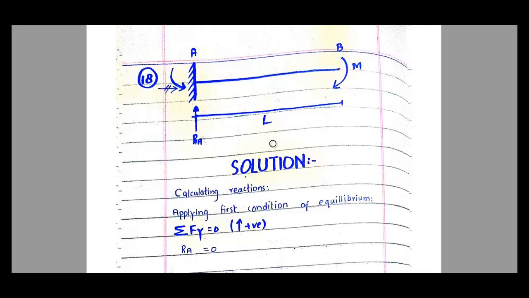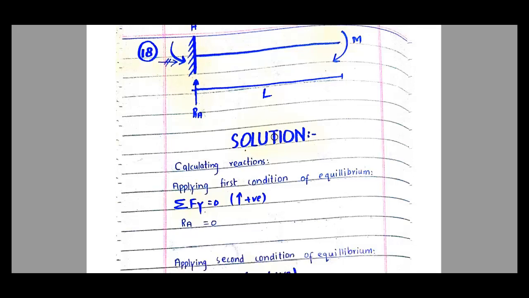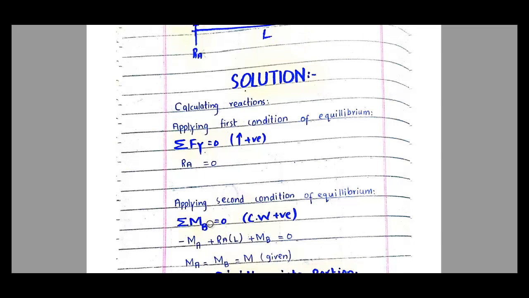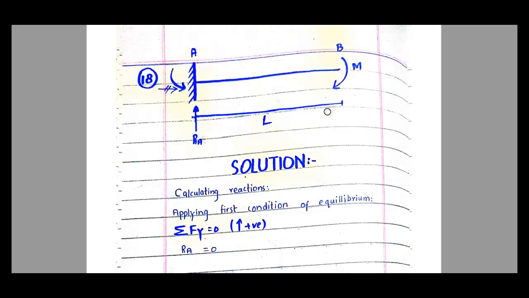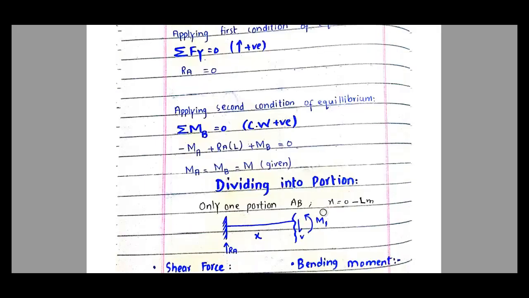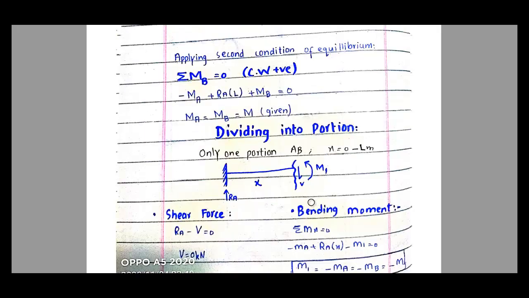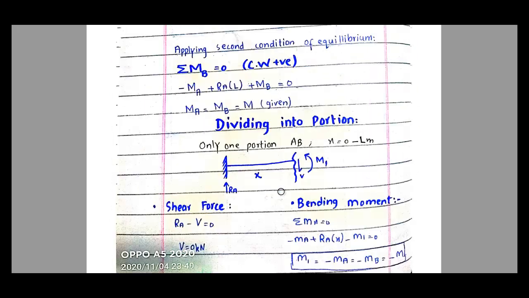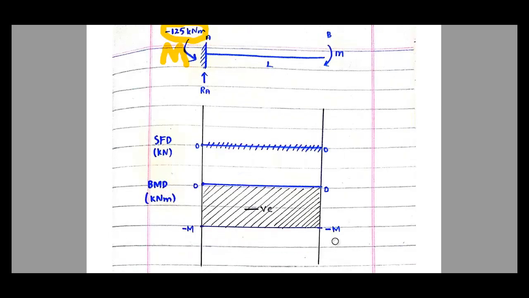Span is L, so we can simply apply the conditions of equilibrium. We will get MA equal to MB, and that can be taken as M. We just need to consider one portion, and for that portion the values of bending moment and shear force are calculated. Shear force is 0, bending moment is minus M, so that's fine.